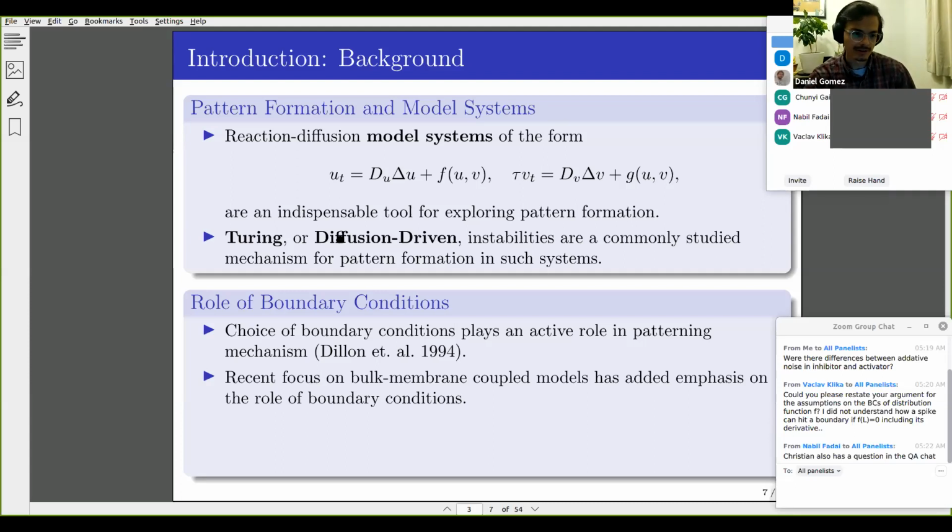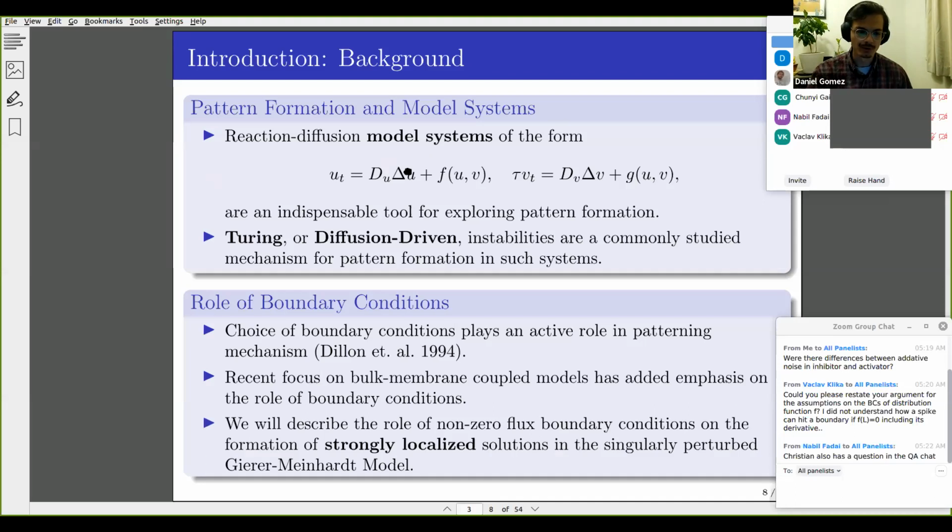More recently, one direction of expanding the reaction diffusion and Turing instability mechanism has been to consider bulk membrane coupled problems, in which problems inside of a domain are coupled to other problems on the boundary. Obviously the bulk problem has to interact in some way with what's going on in the boundary, and this has highlighted that we really need to understand what the boundary conditions are actually doing.